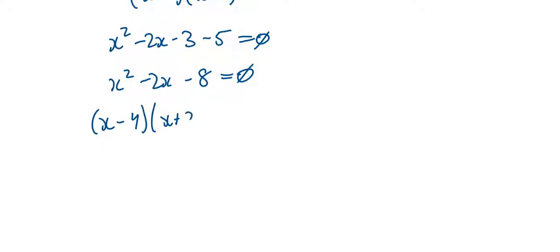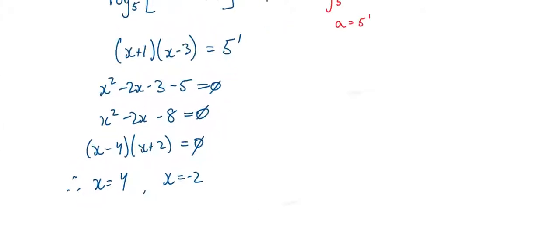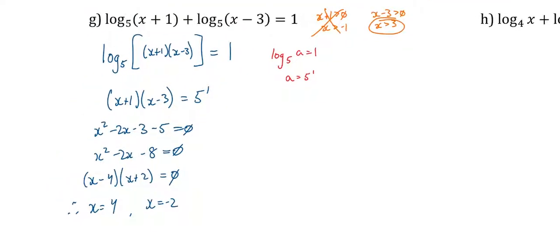And remember, our restriction was x has to be, see, if you said x has to be greater than -3, x has to be greater than -1 and greater than 3, in this case, you might be safe, but -2 is not greater than 3, 4 is. So one of them's fine, but this one's extraneous.